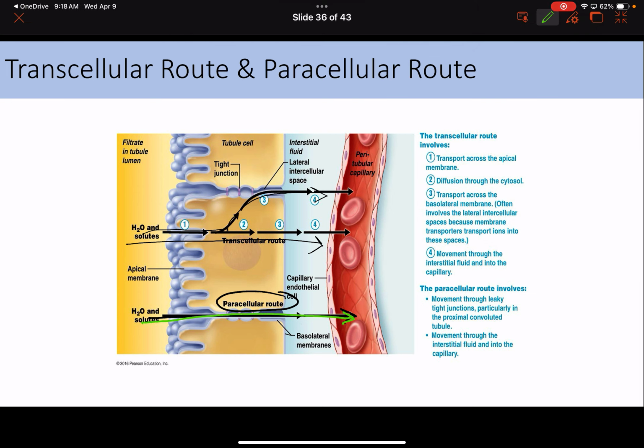So that's all you have to know about that. Okay, so how we reabsorb things either across the cell, which is called transcellular, or in between cells, which is called paracellular. All right, questions about that? All right.